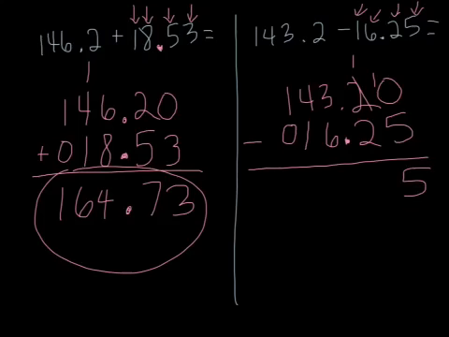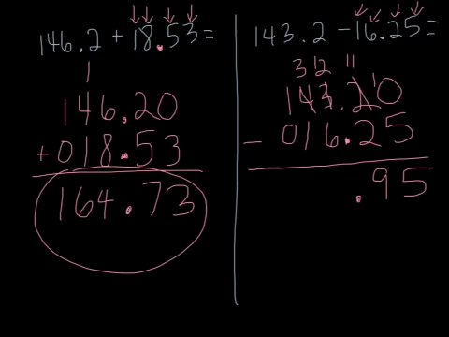1 take away 2. Oh, no. Knock, knock. Hello, can I borrow one from you? Thank you. 11 take away 2, 9. Bring down your decimal, keep them lined up. 2, take away 6. Oh no, not again. Okay, next door. Knock, knock, knock. Hello, can I borrow from you? Yes, you may. Here you go. It's a good thing we have nice neighbors.